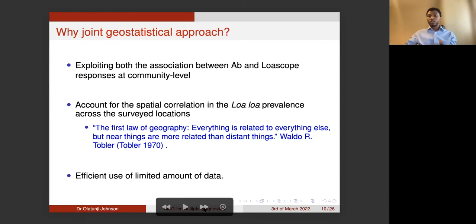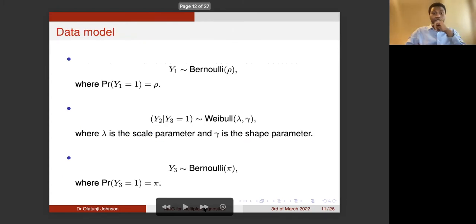In the map I showed earlier, we can see that we didn't survey everywhere in the district. So the geostatistical approach allows us to predict everywhere in space at any resolution that we like. And lastly, it allows us to use a relatively small data set. You don't have to collect data from everybody in the country to make policy decisions, basically. So that is how our approach fits into this problem.